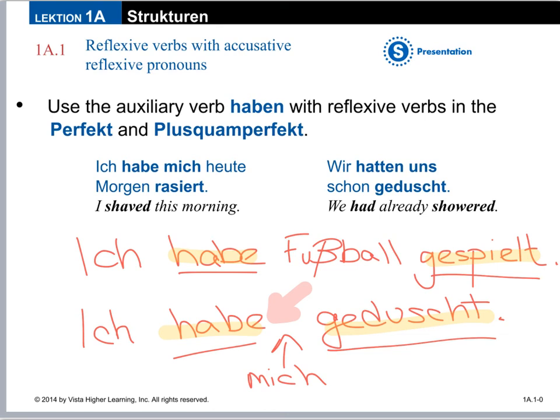Some examples on this slide. Ich habe mich heute Morgen rasiert. So habe with rasiert at the end, and the mich is right after the conjugated verb, just like it was in the present tense. Same thing with Plusquamperfekt. If we had showered, wir hatten uns geduscht. And that reflexive pronoun comes right after that conjugated verb.